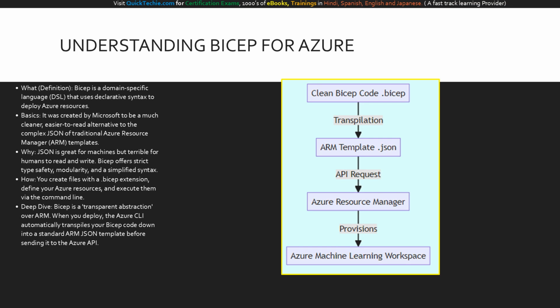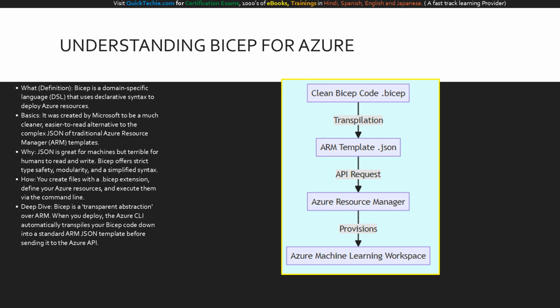To implement our IaC, we use Bicep. Bicep is Microsoft's domain-specific language designed exclusively for deploying Azure resources. If you have ever looked at a traditional ARM template, you know it is essentially thousands of lines of highly complex JSON. JSON is a data format for machines, not a programming language for humans. Bicep fixes this. It provides a clean, concise, and easy-to-read syntax.